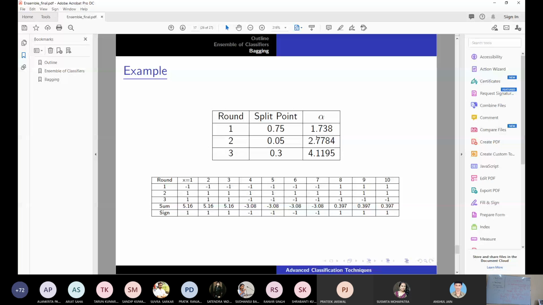Then if the result is positive you consider it as 1, and if it is negative, consider it negative, and this is the class level. And you match with that.